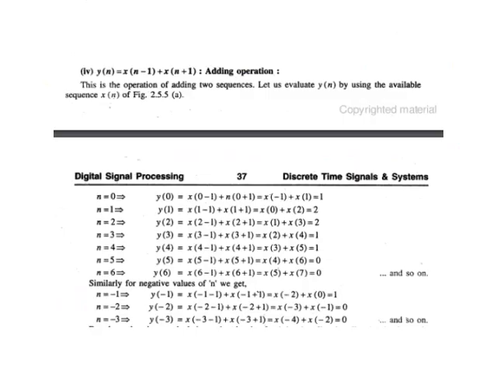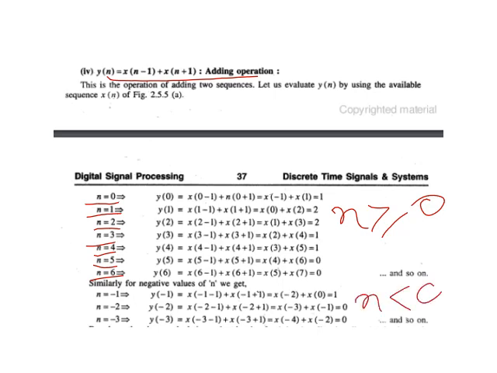Adding operation. This adding is by sample basis or instant by instant basis. So at n equals to 0, addition will occur for both the signals. N equals to 1, n equals to 2, n equals to 3, n equals to 4. Just it is the simple addition method. This is for n greater than or equal to 0. This is for n less than 0. Okay, so this is the addition.